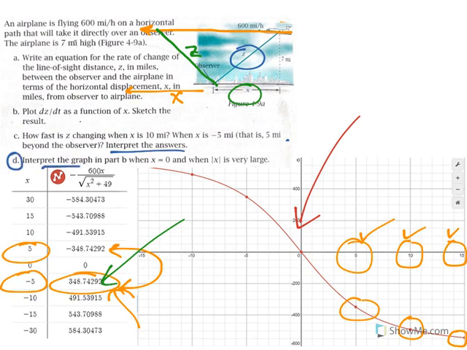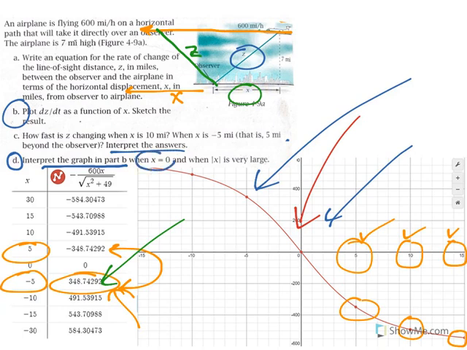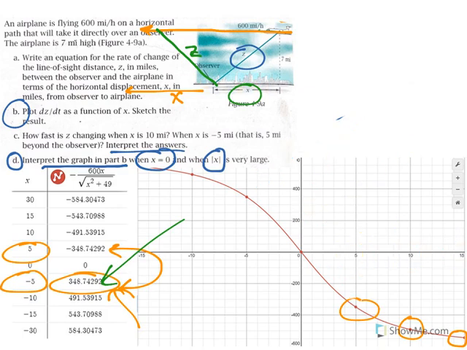And then finally, interpret the graph in part B, which is what we're looking at here, when x is equal to 0 and when the absolute value of x is very large. So when x is equal to 0, the plane is directly overhead. And at that instant in time, the plane is still flying 600 miles per hour, but at the instant in time that the plane is directly overhead, the line of sight distance between the observer and the plane at that particular instant is not changing.